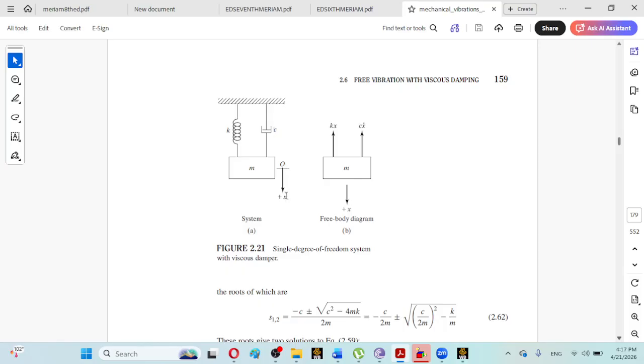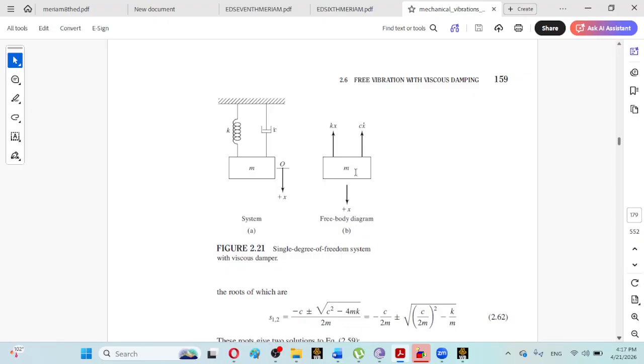This is the mean position and equilibrium position O, and the response is assumed to be taken positive while the mass is moving downwards. This is quite arbitrary: as the system is in the vertical orientation, we can take the reference direction of the x-axis to be positive either upwards or downwards. For the purpose of derivation in this textbook, the author has taken x to be positive downwards.